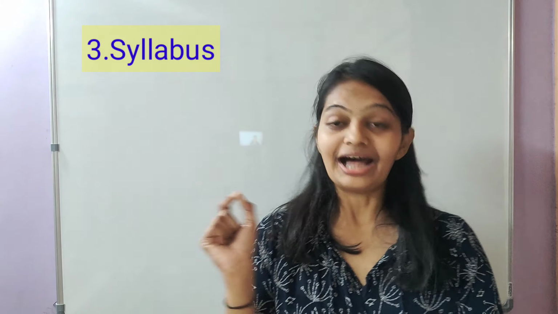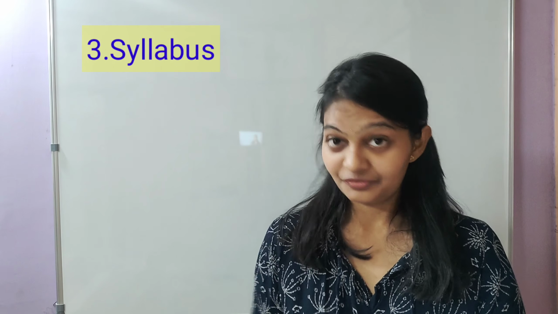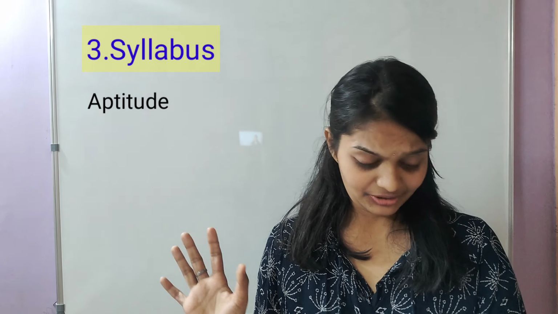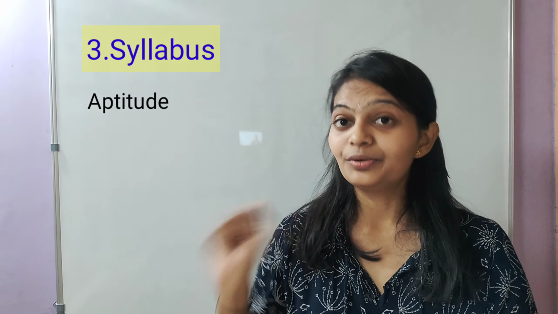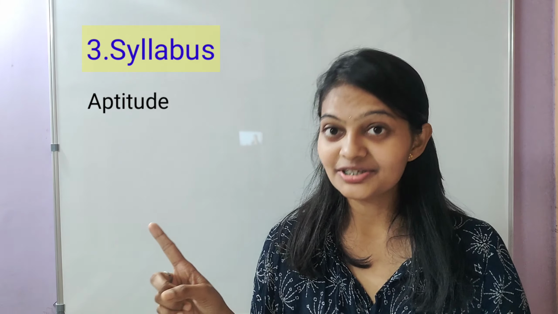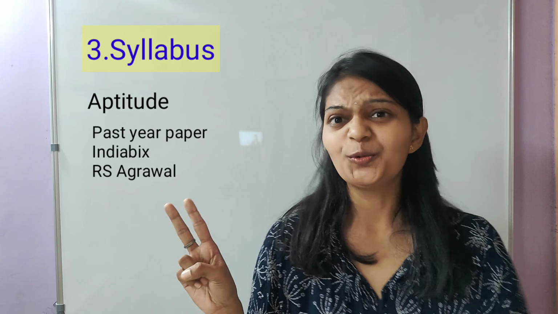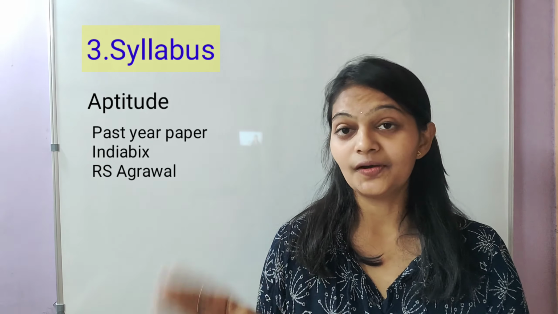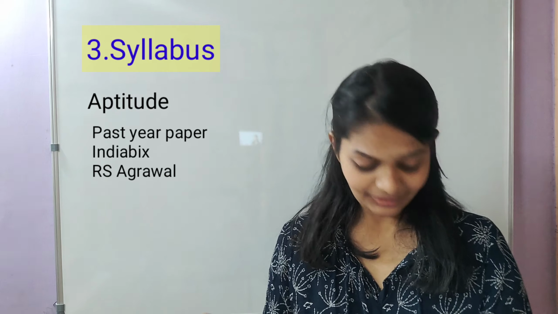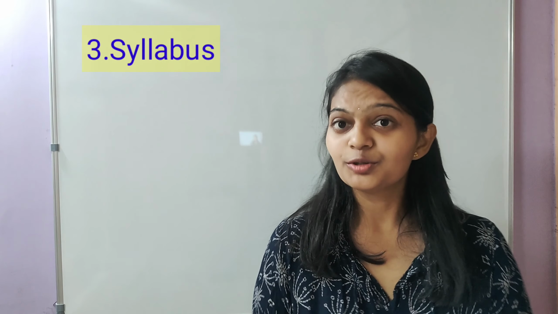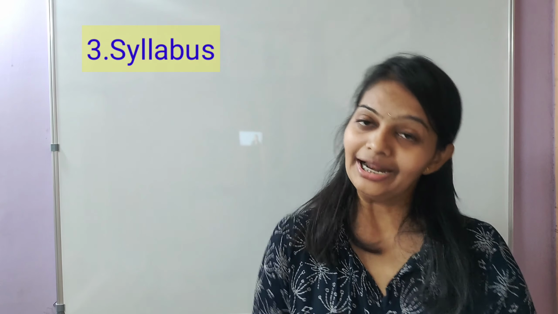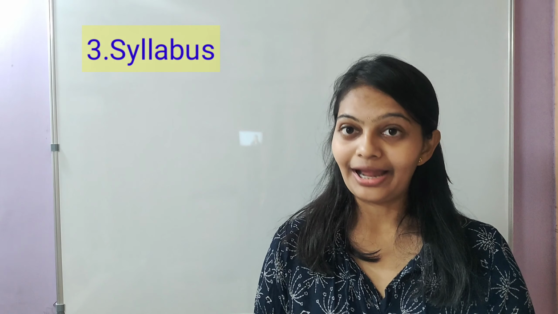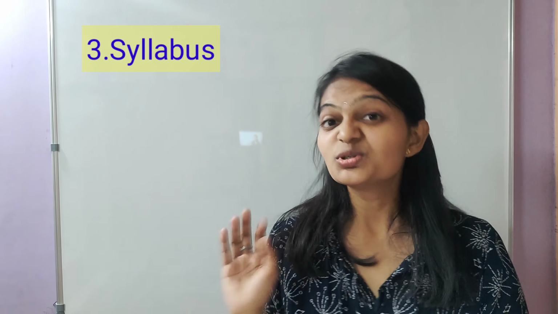The first and foremost is aptitude. Aptitude consists of 15 marks, and it's one of the easiest sections to score. So first and foremost, how to prepare for aptitude: past year's papers. Then secondly, you can go to IndiaBix, which is a free website, and practice a few concepts. And third, you can use RS Agrawal aptitude. Most of the aptitude questions are easy, but try to practice and get 15 marks out of 15. This is one of the easiest sections to score marks.